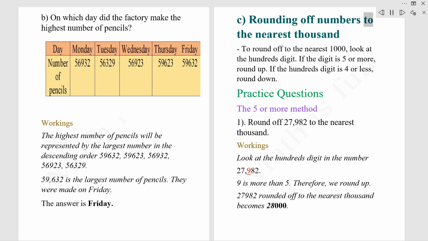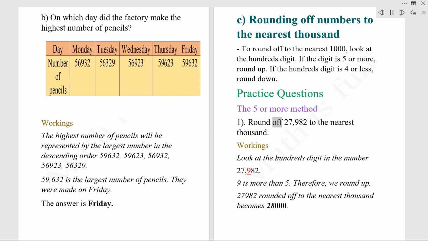C. Rounding off numbers to the nearest thousand. To round off to the nearest 1000, look at the hundreds digit. If the digit is 5 or more, round up. If the hundreds digit is 4 or less, round down. Practice questions. The 5 or more method.